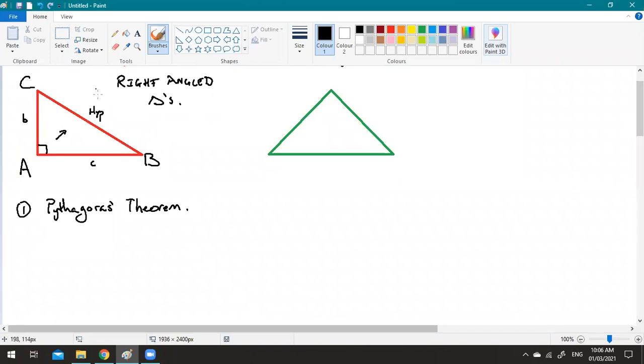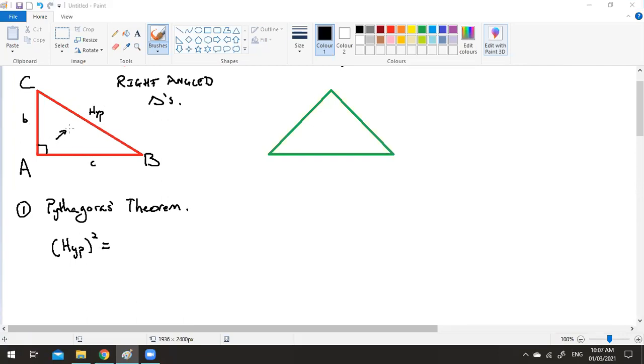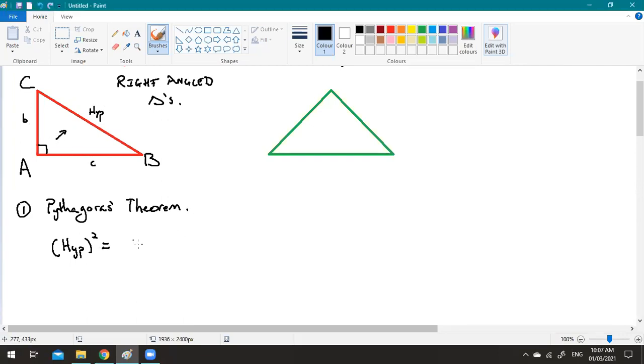So Pythagoras theorem says, and I wrote this down for you word for word, that the hypotenuse squared, which is this side here, is equal to the sum of the other two sides squared. So b squared plus c squared. So this side, the longest side, squared, is equal to the squares of the other two sides when you add them up.